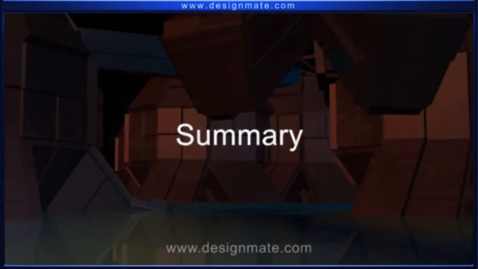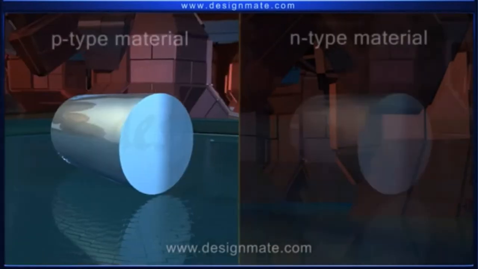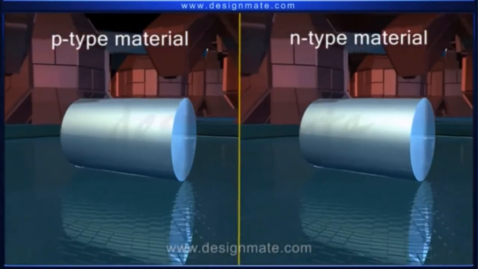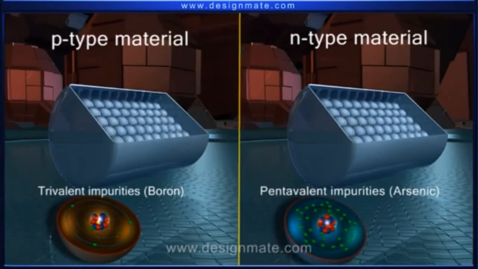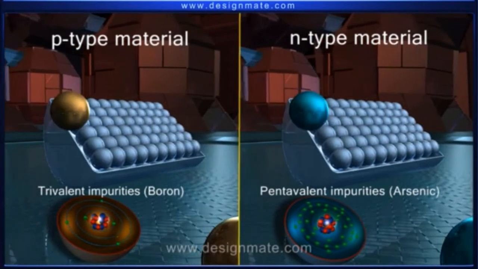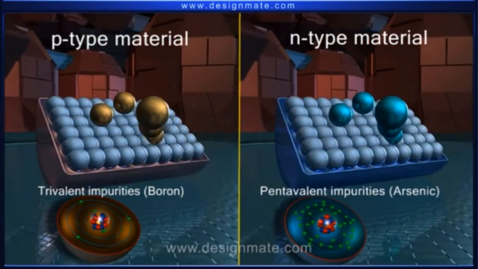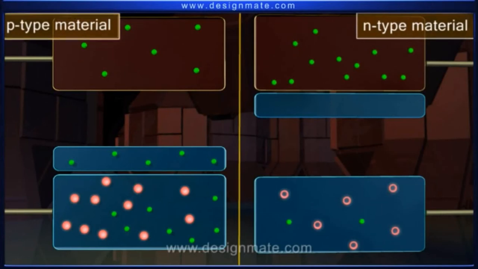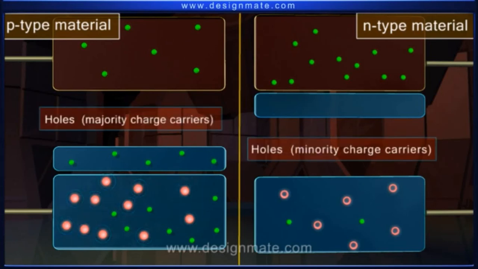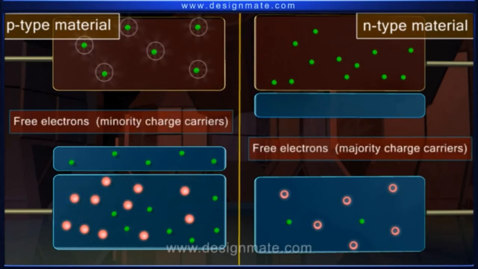Summary: The p-type and n-type semiconductors are obtained by doping of a pure semiconductor with trivalent and pentavalent impurities, respectively. In the p-type material, Nh is extremely greater than Ne. The holes are the majority charge carriers, and free electrons are the minority charge carriers.